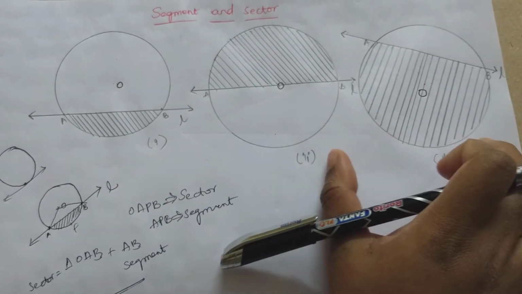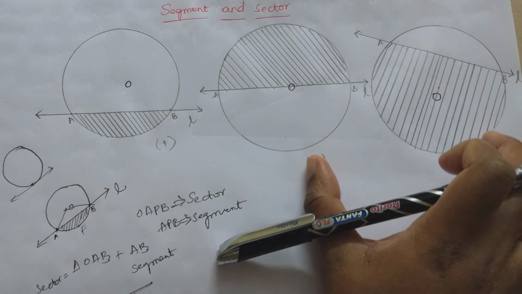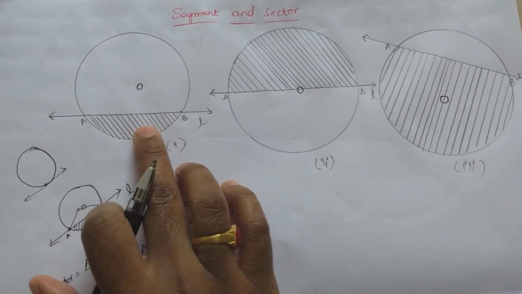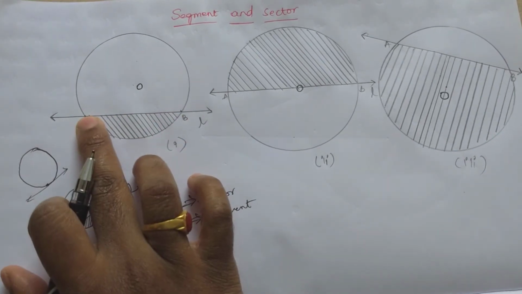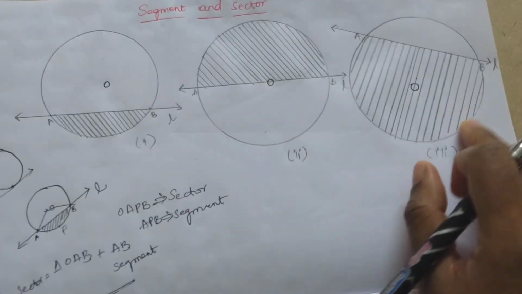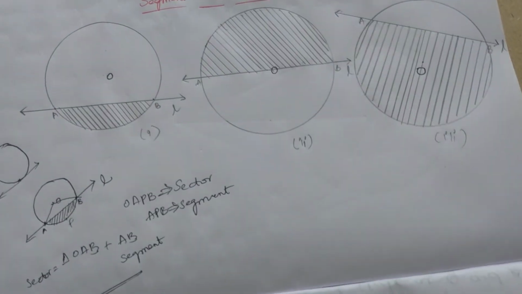After that, I have just drawn 3 circles according to your textbook only. I have followed everything. So this shaded part is called the minor segment, this shaded part is called the semicircle, and this is called the major segment. Clear? So till now this is clear.